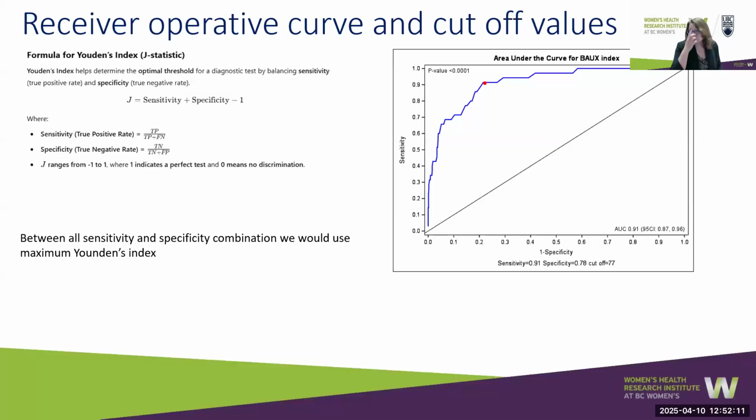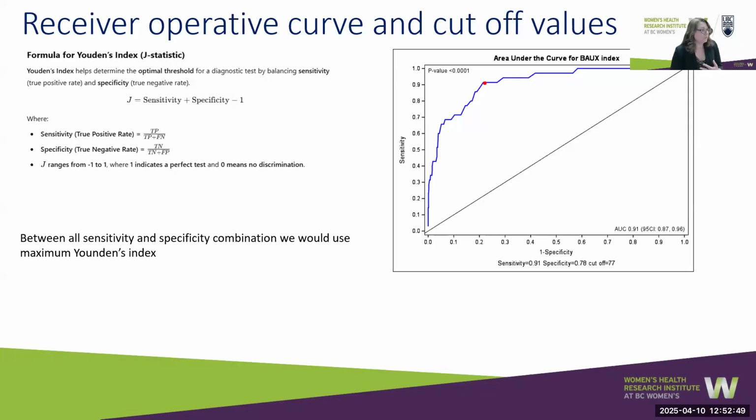So, how do you choose the cutoff point in an unadjusted model? You use something called the Youden index, and it's very simple. You calculate the Youden J statistic, which is sensitivity plus specificity minus 1, at each point. For each point of sensitivity and specificity, you calculate this J statistic. J usually ranges from -1 to 1, where 1 indicates a perfect test, and 0 means no discrimination.